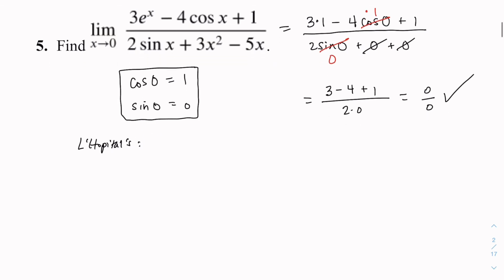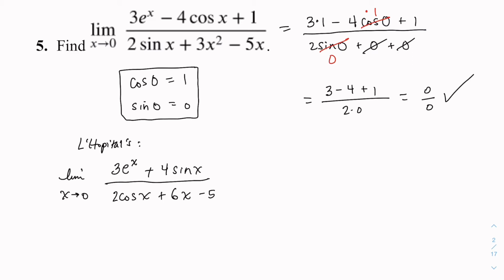The numerator becomes 3e to the x. That's the derivative of e to the x. Minus 4. The derivative of cosine is negative sine, so I'm changing my sign there, and the constant disappears. The derivative of the bottom now is 2 cosine x plus 6x minus 5. And see if you can figure out what I've forgotten to write down. Yeah, I didn't bring down my limit. I have to bring down the limit every single step until I actually plug it in.